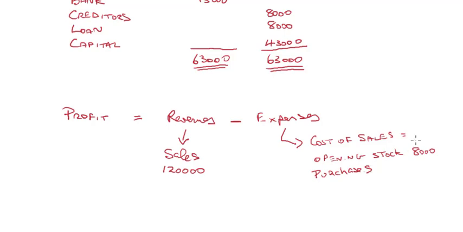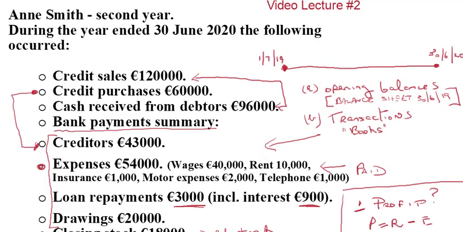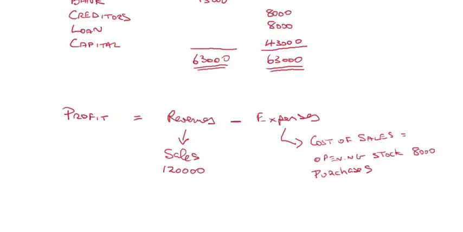Now if we go up and have a look again, what were the purchases? We can see there that the credit purchases were 60,000. So they may have been sold, some of them at least. So the purchases are 60,000. So the total that could have been sold was 68,000. The business had the potential to sell these goods that cost 68,000.